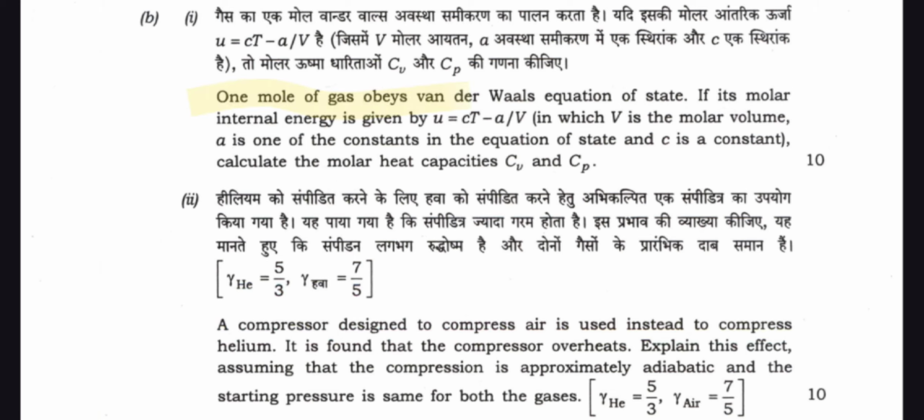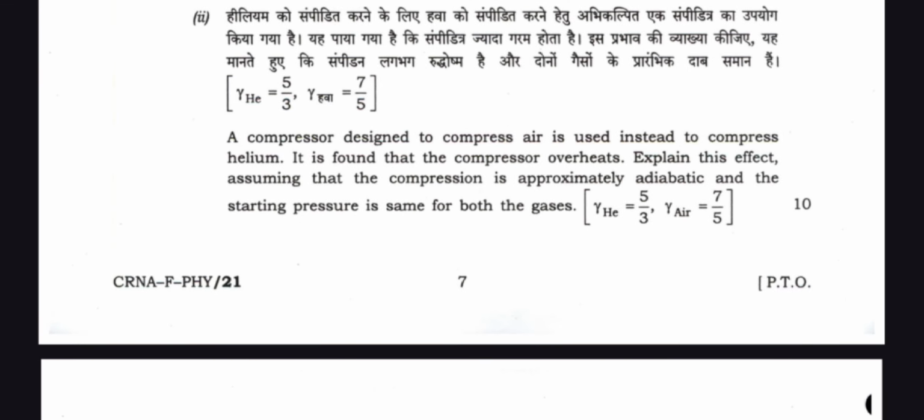One mole of a gas obeying the van der Waals equation of state has its molar internal energy given by U equal to CT minus A by V, in which V is the molar volume, A is one of the constants in the equation of state, and C is a constant. Calculate the molar heat capacities Cv and Cp. And question number 2 is here.